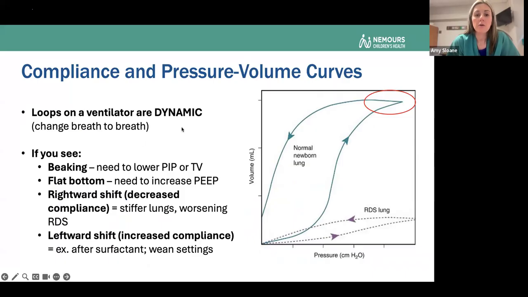If the curve appears very flat at the bottom, that suggests incomplete recruitment. So your alveoli are probably not fully open at the end of expiration, and it indicates that you need to increase your PEEP to maintain that lung volume.